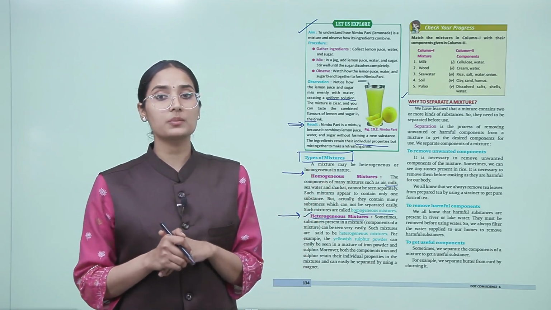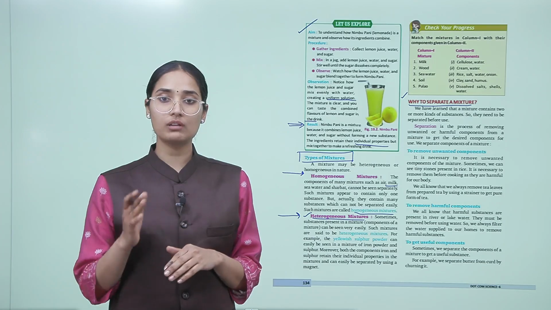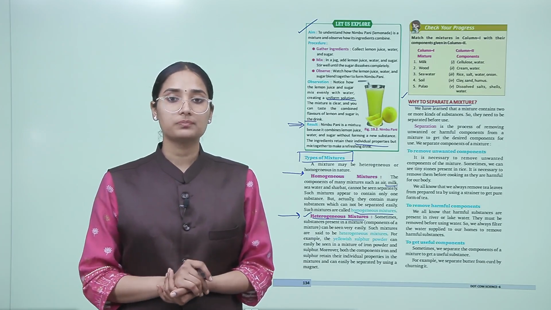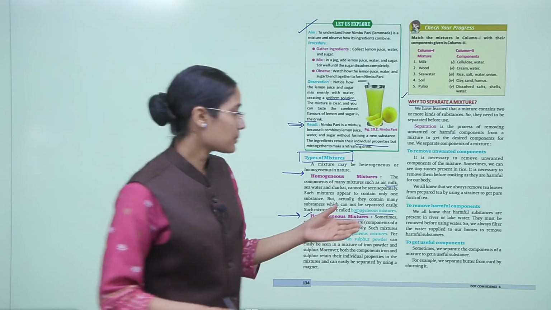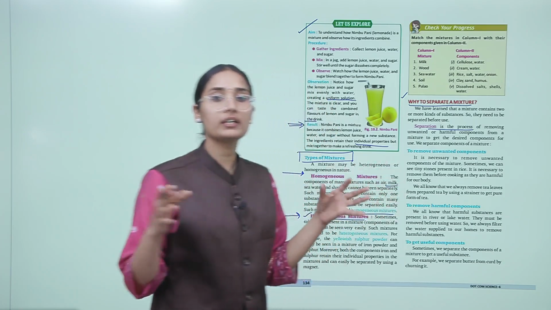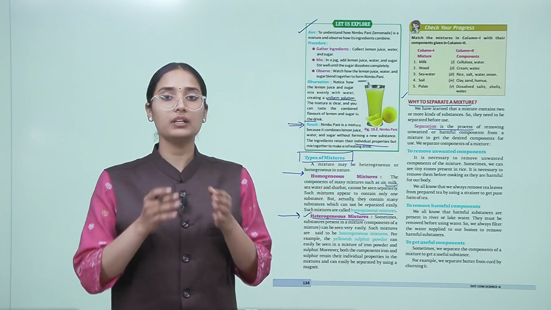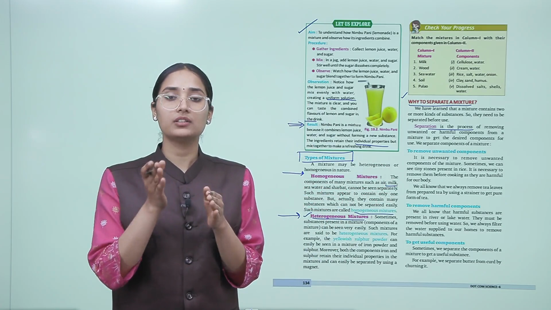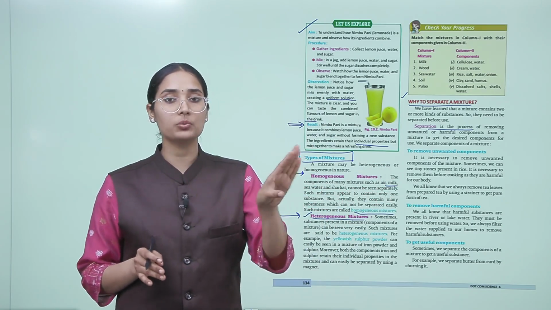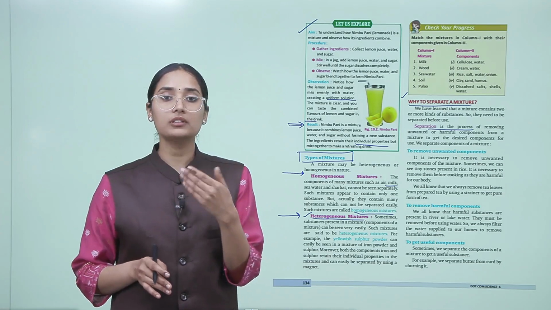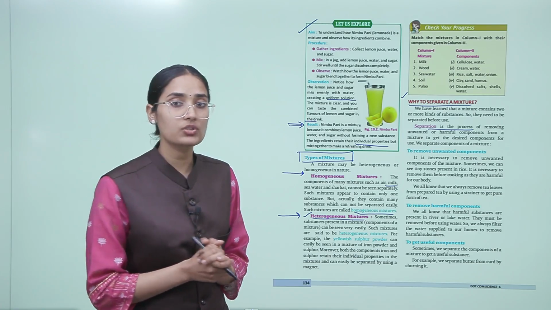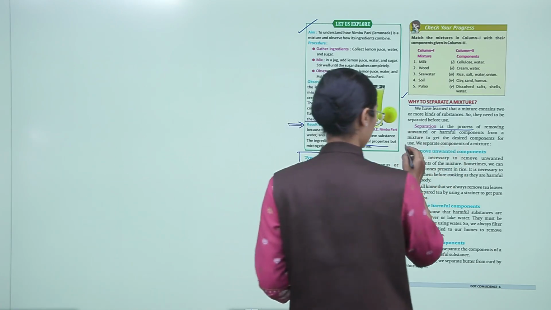So separation is the process of removing unwanted or harmful components from a mixture to get the desired component for use. So when we separate things, we are basically removing unwanted things, right? For example, when I separate the small stones from the rice, basically I am removing the unwanted, harmful components from the rice, the mixture of those. Okay. So we separate components of a mixture by various methods.